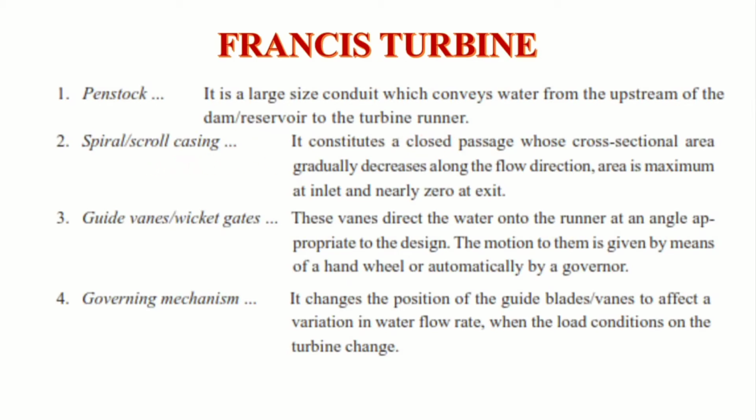The spiral casing constitutes a closed passage whose cross-sectional area gradually decreases along the flow direction. Area is maximum at the inlet and nearly zero at the exit. Next, guide vanes, also known as wicket gates. These vanes direct water onto the runner at an angle appropriate to the design.